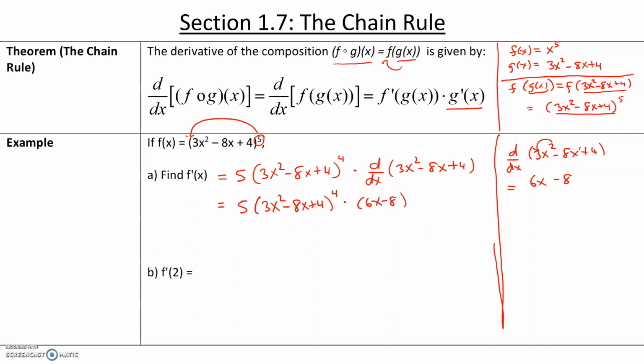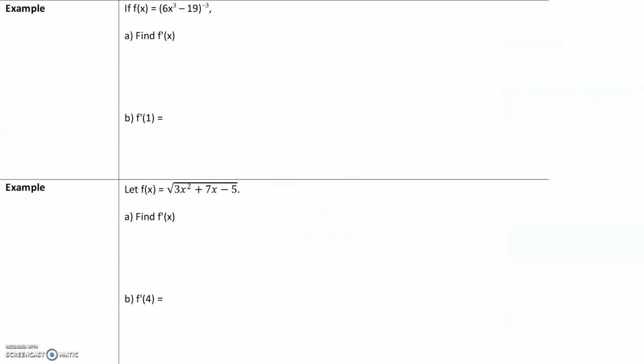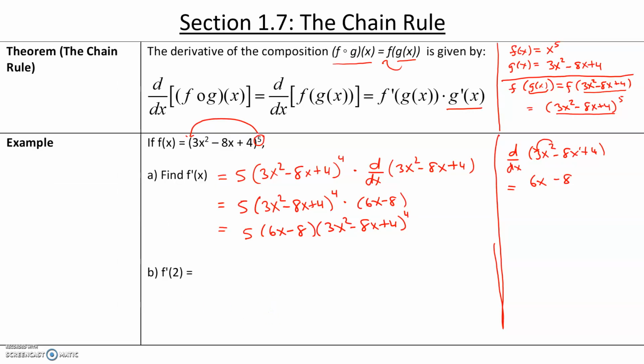Okay, always multiply by the derivative of the parentheses when you differentiate something that has an expression containing x's inside the parentheses. So just to simplify this a little bit further, we can bring the 6x minus 8 to the front. So this will give you 5 times 6x minus 8 times 3x squared minus 8x plus 4 raised to the fourth power. This wasn't necessary, but it just makes it look a little bit nicer.